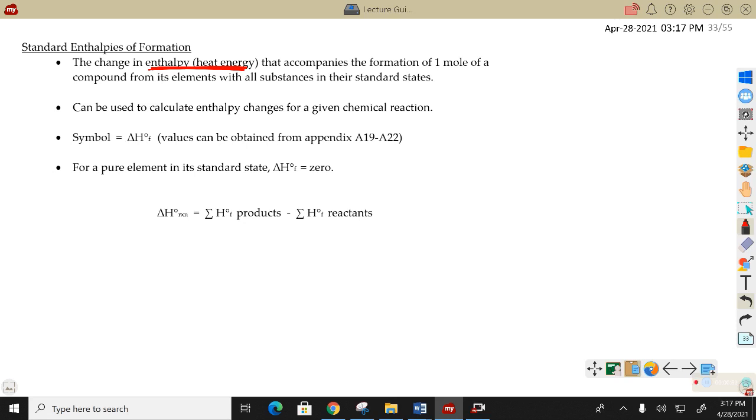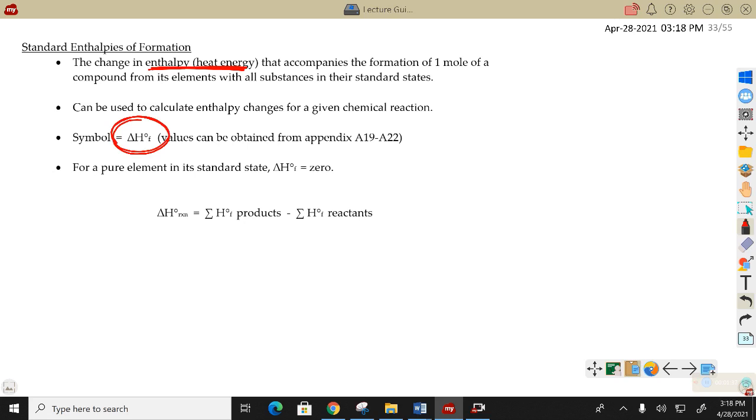By definition, standard enthalpy of formation is the change in heat energy that accompanies the formation of 1 mole of a compound from its elements in their standard state. So that would just mean their standard state of matter, where something like oxygen is a gas and copper is a metal. These are all constants. You look them up on a chart, or they're constants that would just be given to us when we need them. The symbol that we're looking for is this guy.